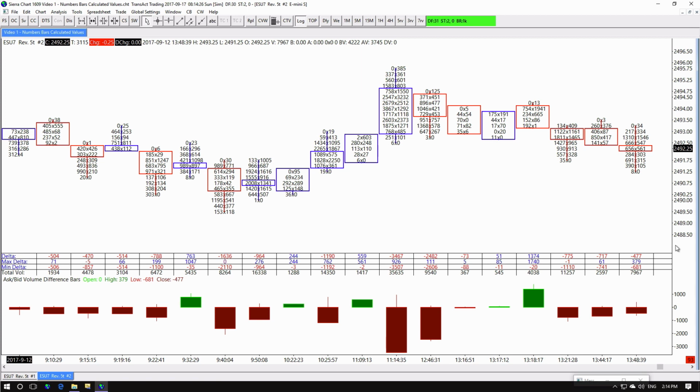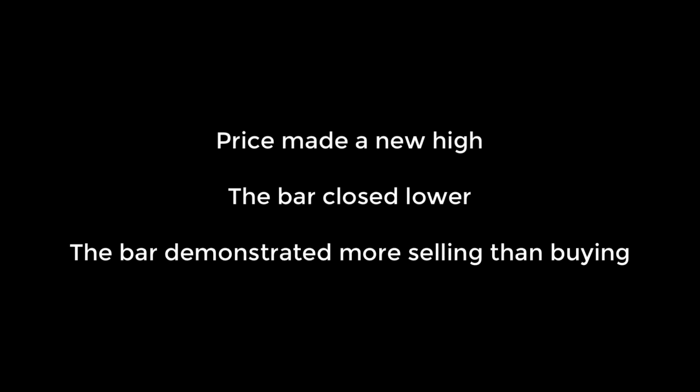The reason that delta is so important is that we want to understand the relationship of delta, or in other words, buying or selling power, against price. Let's imagine a price bar reached the high for the day, but delta was actually negative, and the bar closed lower than it opened. In simple terms, we could describe this as: price made a new high, the bar closed lower, and the bar demonstrated more selling than buying.